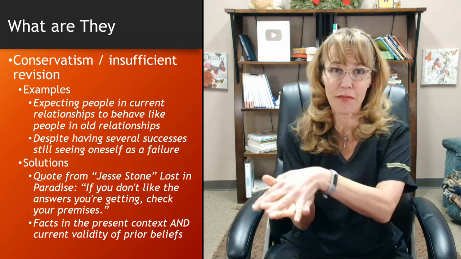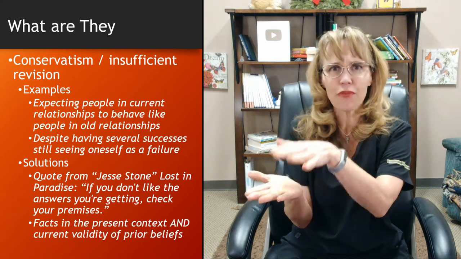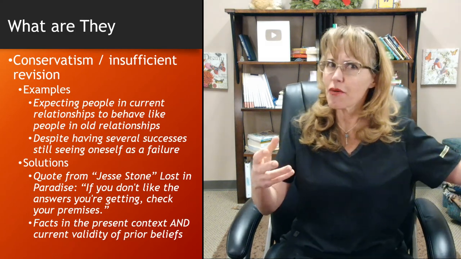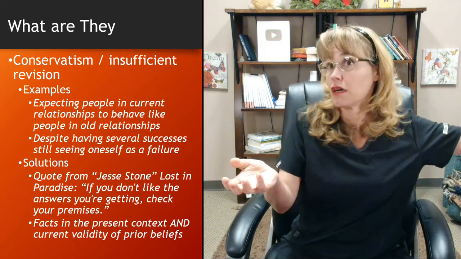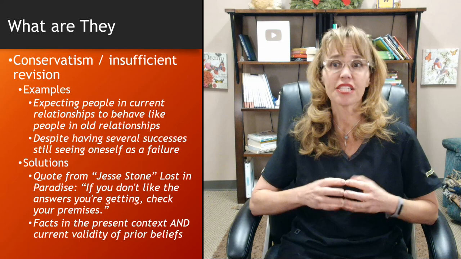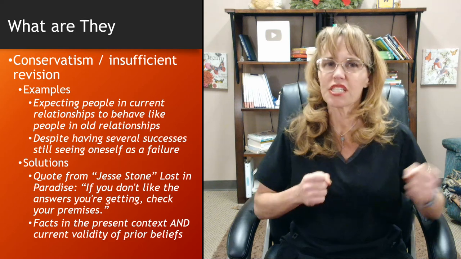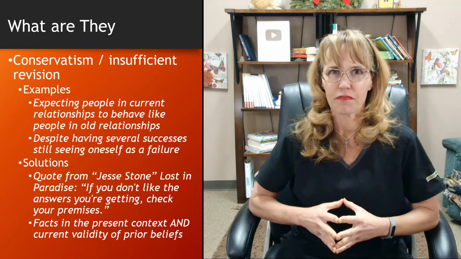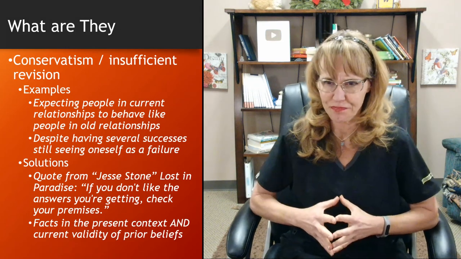If we're in a relationship with somebody who is just, you know, the cat's meow and treats us really well, and it's a very healthy relationship, if we still have a part of us that is scanning and expecting them to behave like other people did in other relationships, that may be the conservatism or insufficient revision bias, because part of us is still expecting them to fulfill that old belief, even though we have all this information to the contrary.